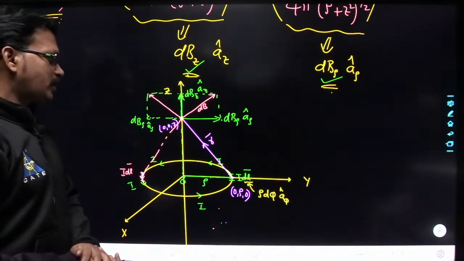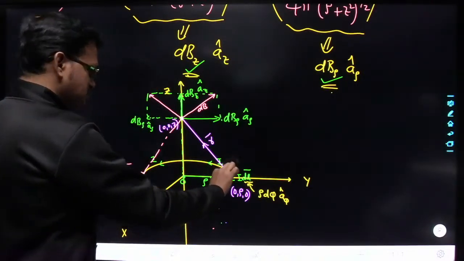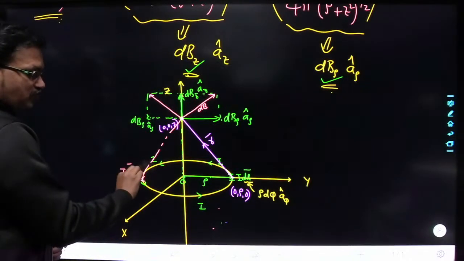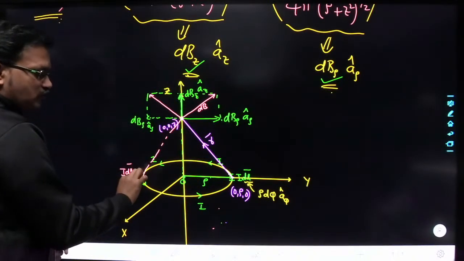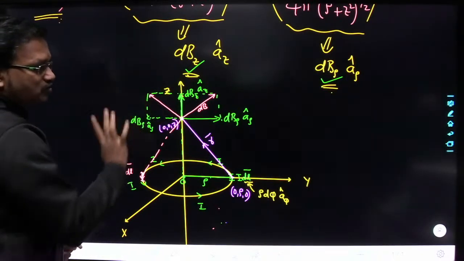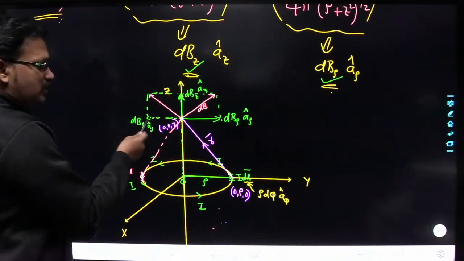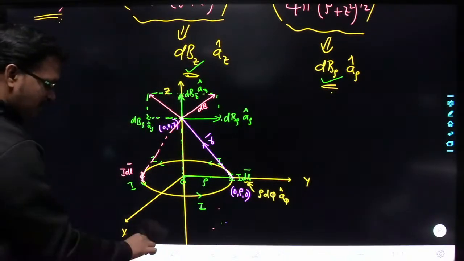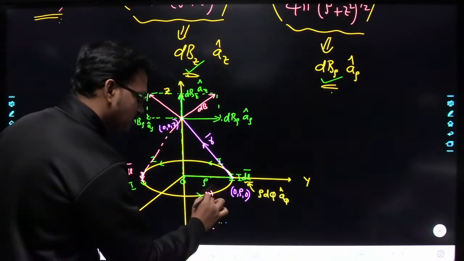Okay, so now what you can observe here? Whatever small differential current element is present here, the same small differential current element you can have exactly opposite to this one. If you do the same analysis on this side, you are going to get two components of the field. One is along rho direction and another one is along Z direction. Understood?